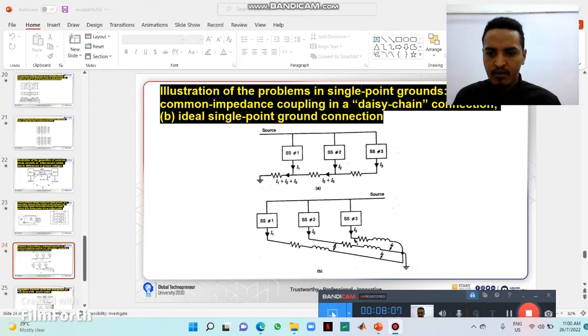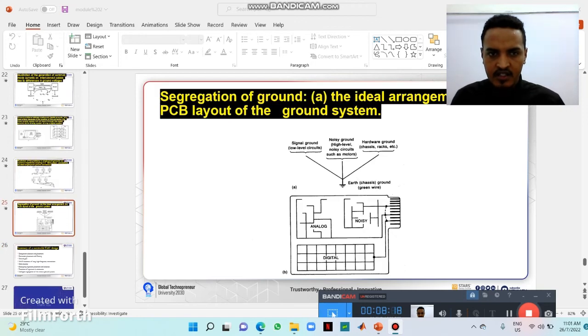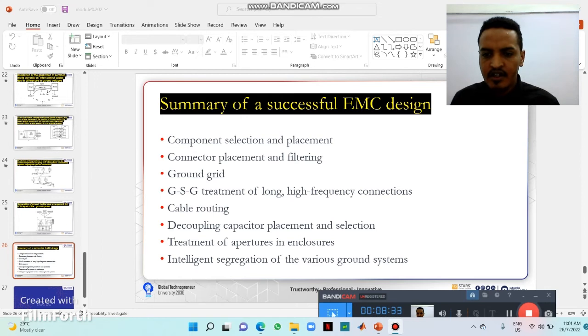This is an illustration of the problem of single point ground, common impedance coupling, low impedance connection, and the ideal single point ground connection. This is the ideal arrangement of ground. PCB layout of the ground system: signal ground, noise ground, high level hardware ground. This is in analog and digital, and this is in our circuit.